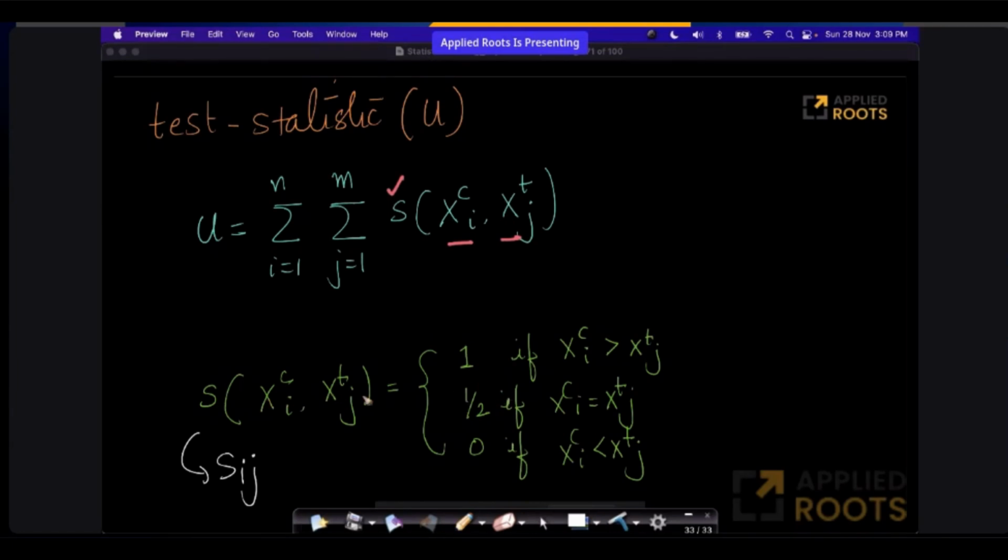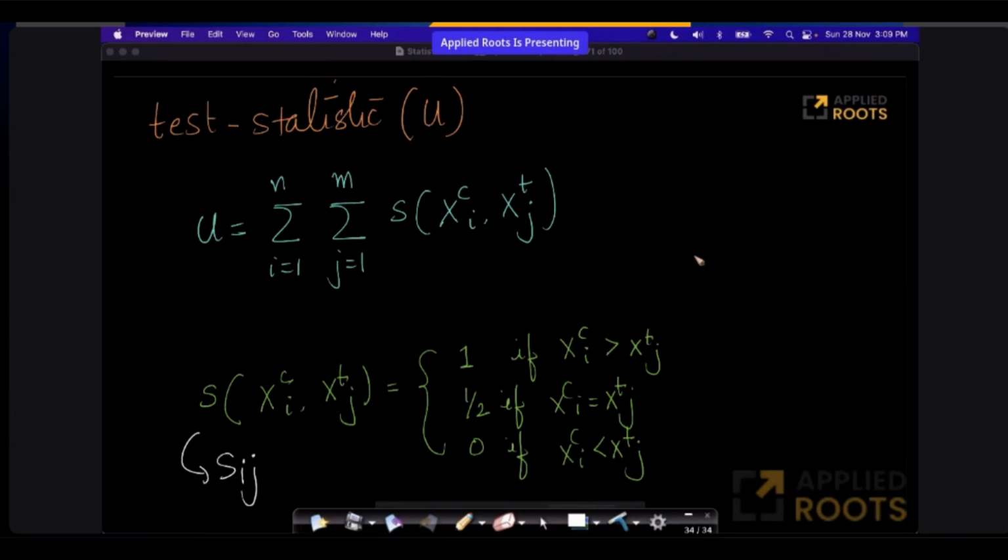This function basically says that if the control value xc_i is greater than the treatment value, return a value of 1. If both of them are equal, return a value of half. If the control value is less than the treatment value, return a value of 0. Very simple. Now you might say, what the heck is happening here?